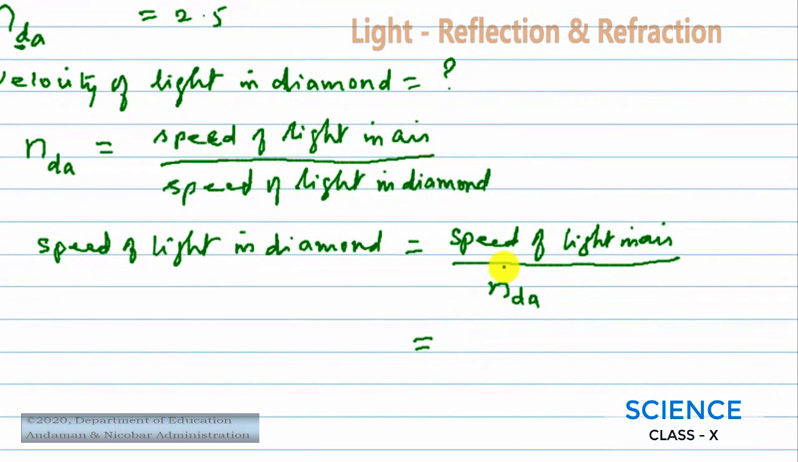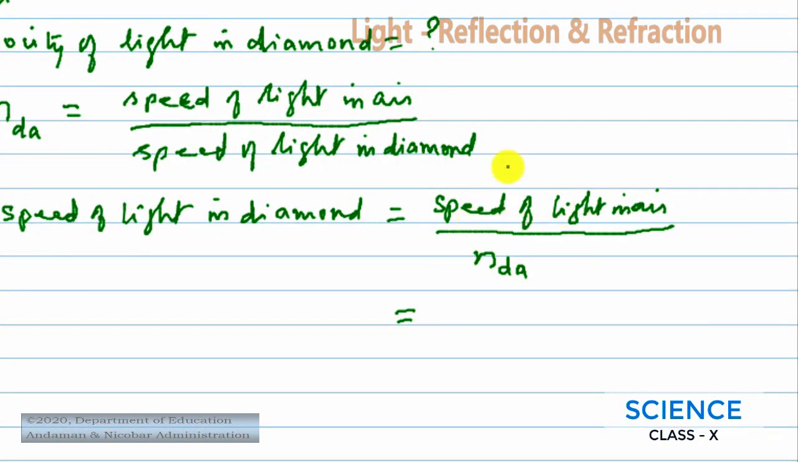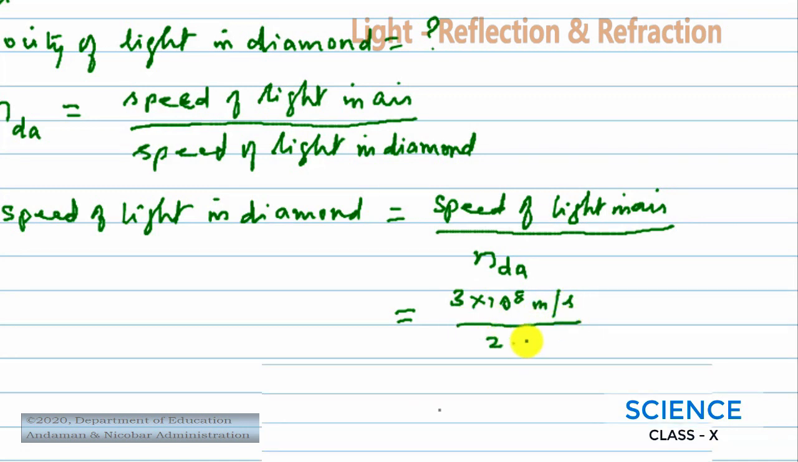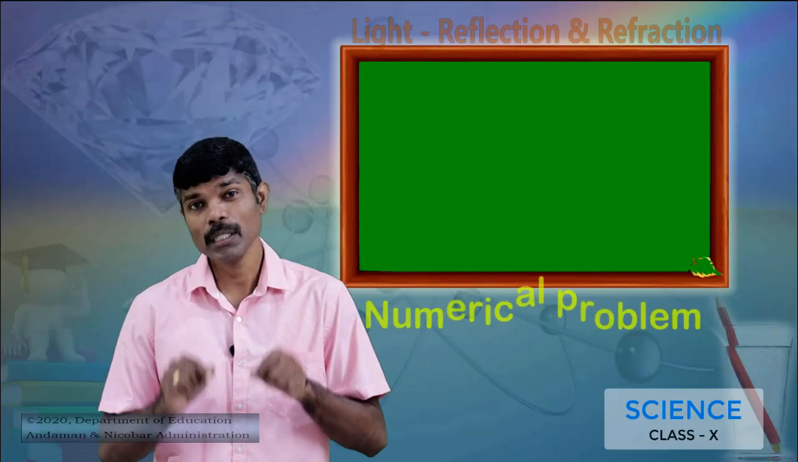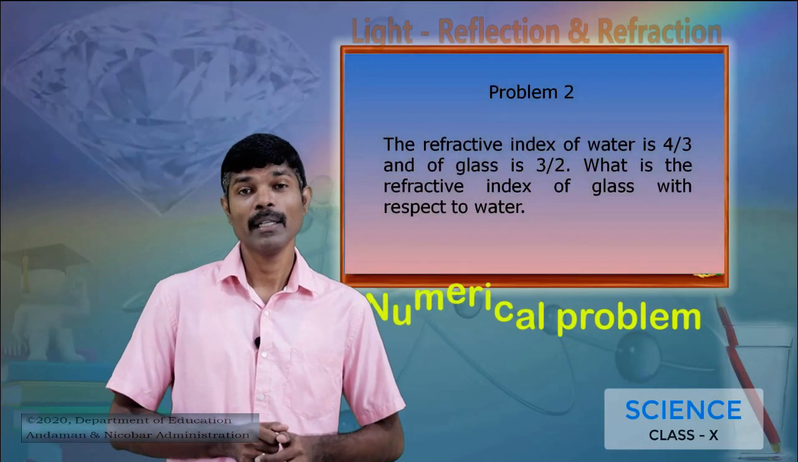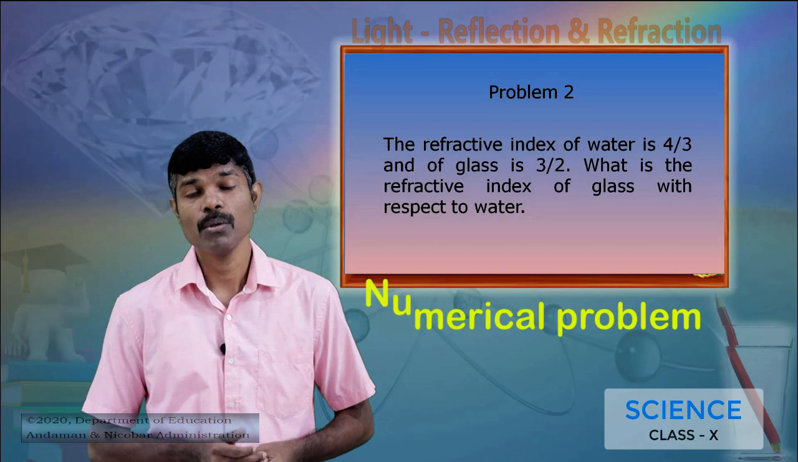So the values are given. The speed of light in air is given as 3 into 10 to the power 8 meter per second, and the refractive index is 2.5. By substituting these values, how can we write? 3 into 10 to the power 8 meter per second divided by 2.5. Further solving this, we will get 1.2 meter per second. This is our required answer. So this is the speed of light when light enters from air to diamond.